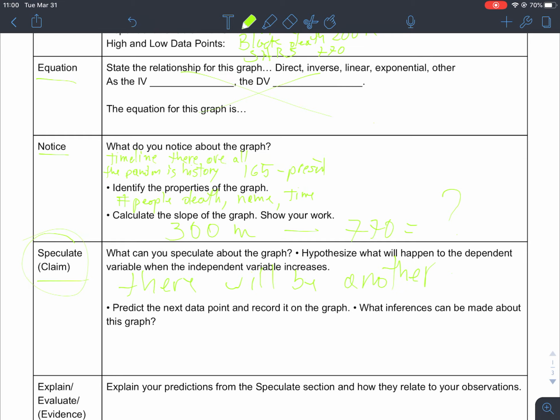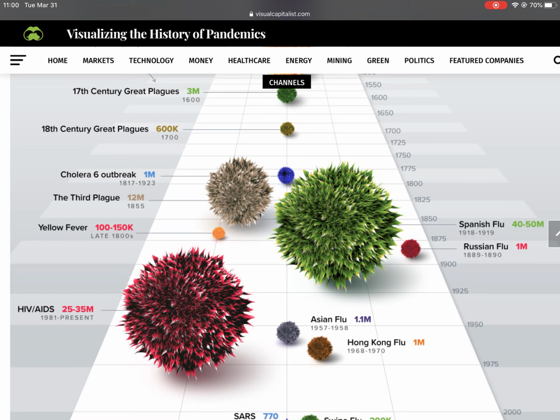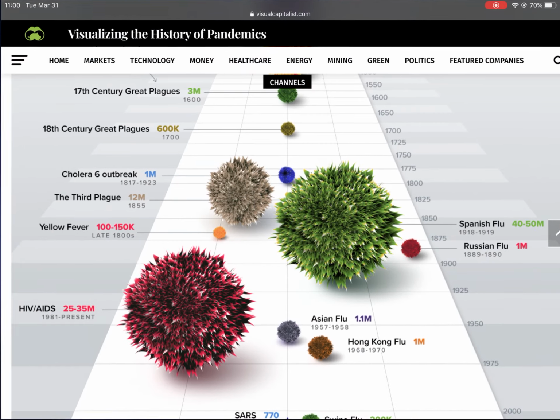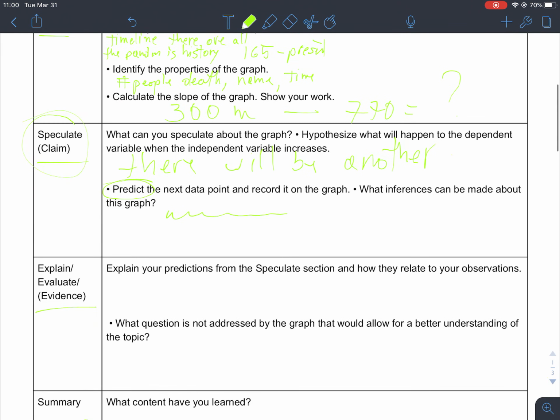What inferences can you make about the graph? I can say that through history, there will be so many of them. And how many people have died in those? So I can speculate that maybe this one, I can predict that in the next few years, this is what will happen again. I can write whatever I need for my prediction of what I think will happen again.